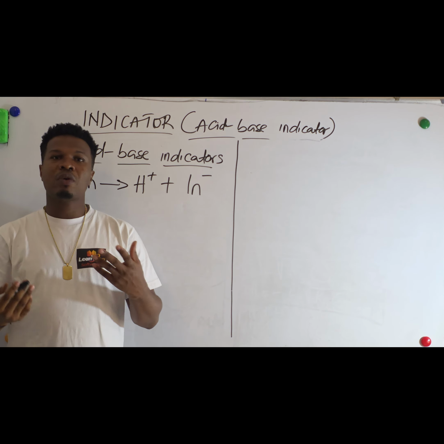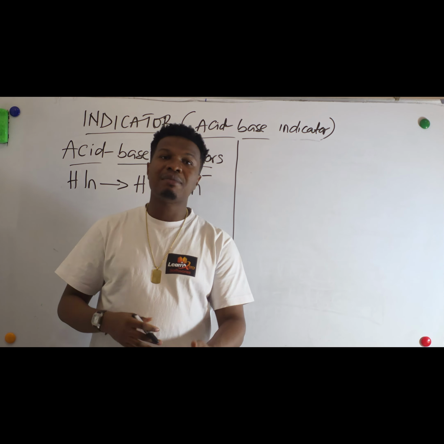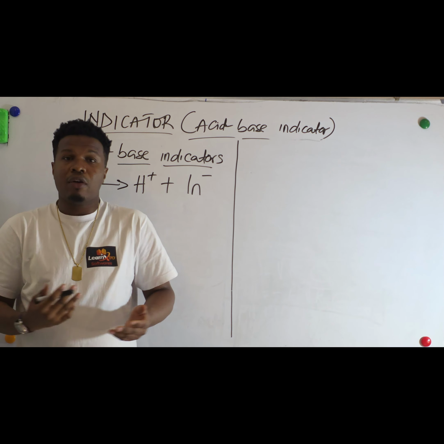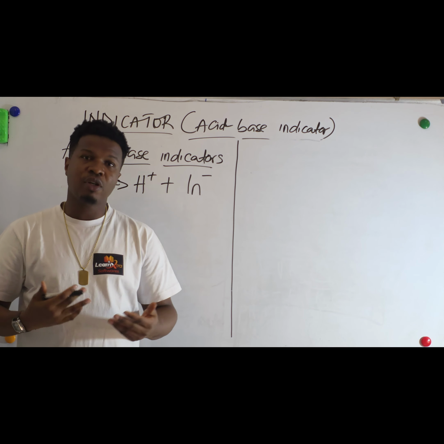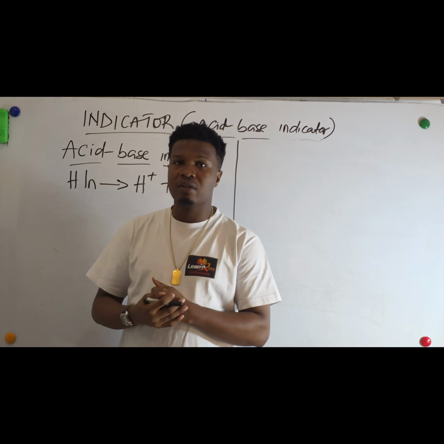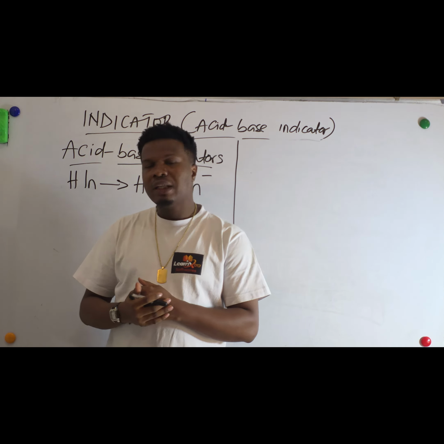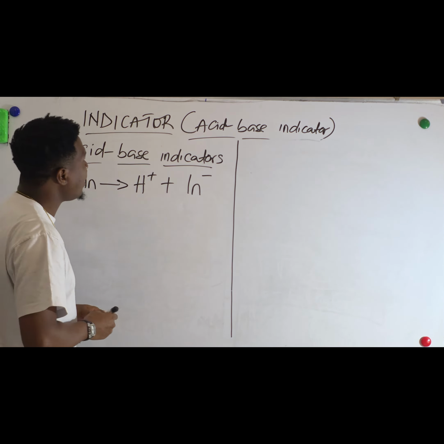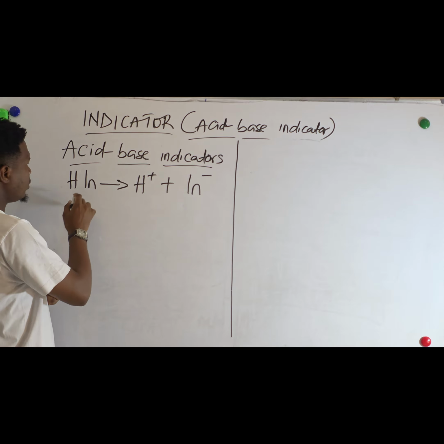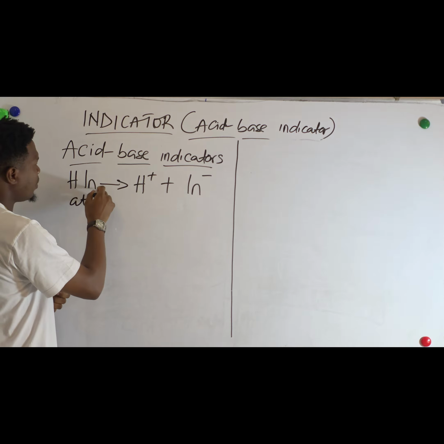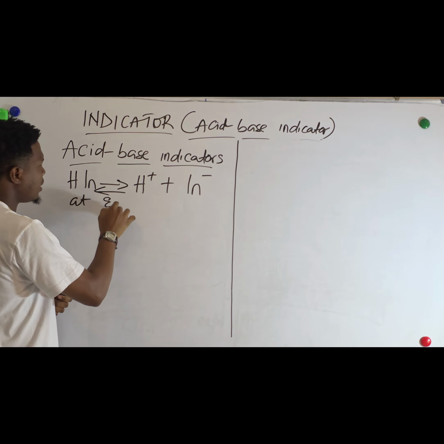Examples of indicators are phenolphthalein, methyl orange, methyl red, and there are a lot of them. I know you know most of these because you have used them for your titration and the rest. All right, it's good. Now the next thing we'll talk about, but take note, this thing happens at what? Equilibrium. At equilibrium.